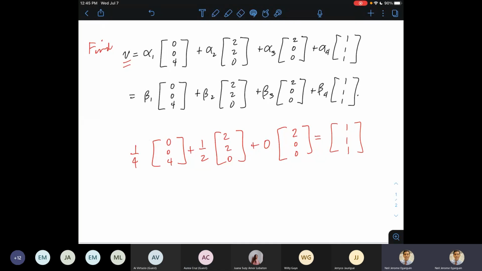So ang clue sa akin ay mukhang pwede pa lang yung 111. Yung 111 can be written as a linear combination of the other three. Pero bakit ko nga inisip na gawin to? Why will it help me find a vector V that has multiple representations? Let's see.